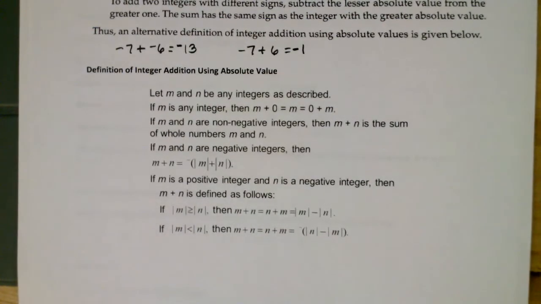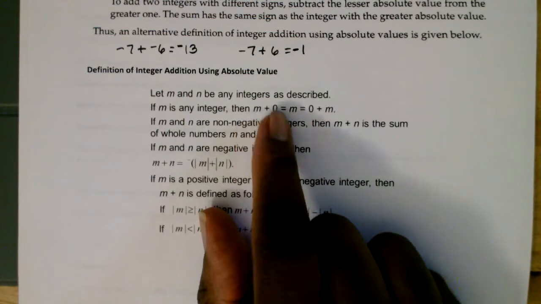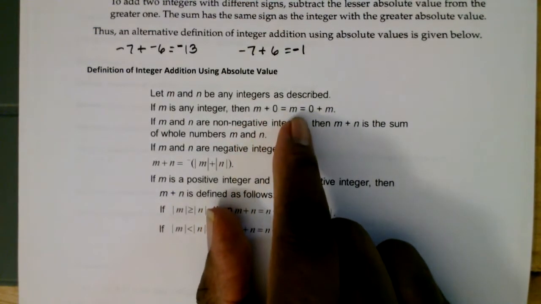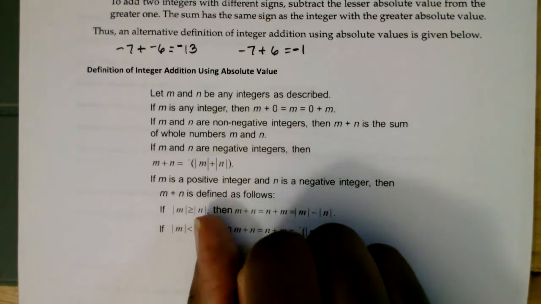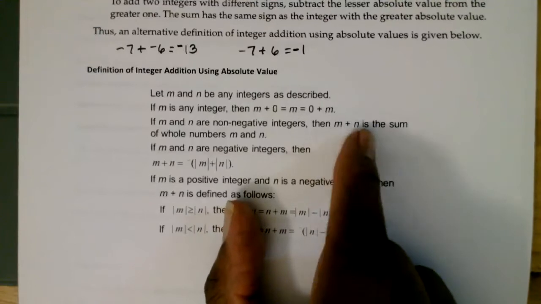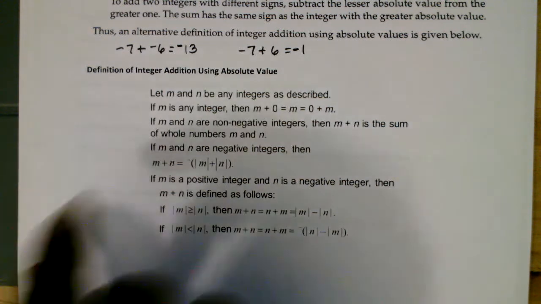And here's a definition of integer addition using absolute value. In this case, m and n are going to be integers as described. If m is any integer, then m plus 0 will be m, or 0 plus m will be m. If m and n are non-negative integers, then you just go ahead and add m and n together, just like you would for the sum of whole numbers m and n.